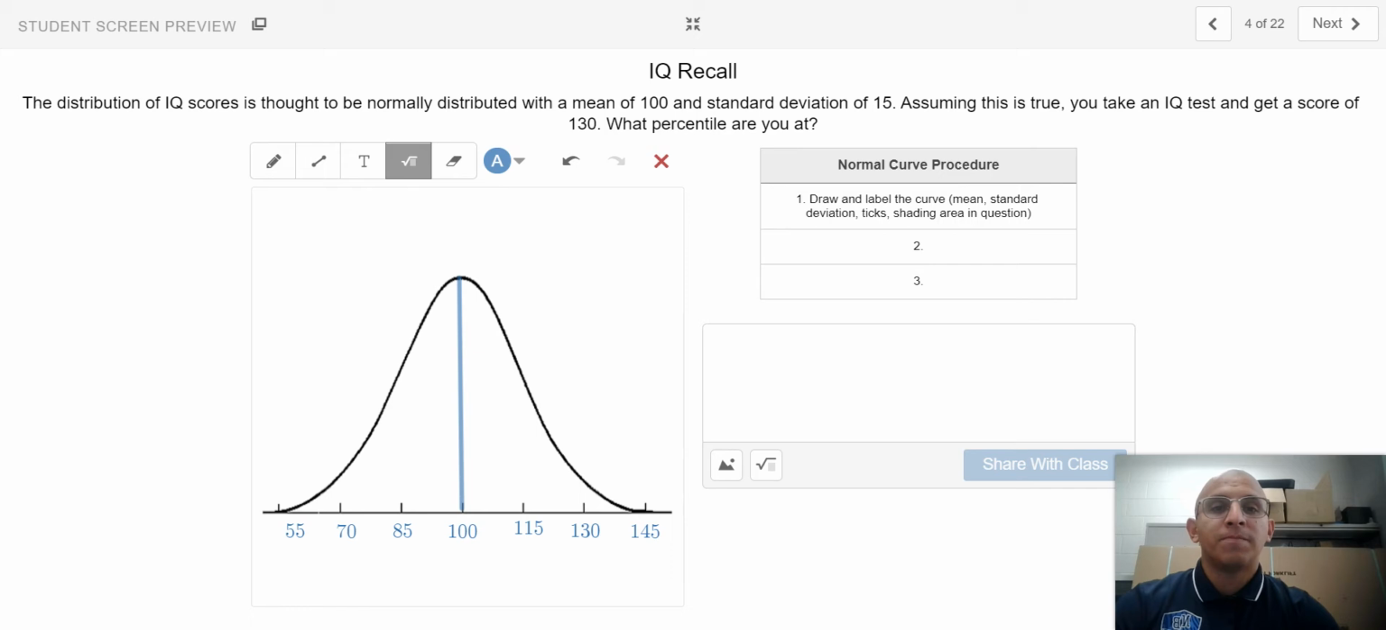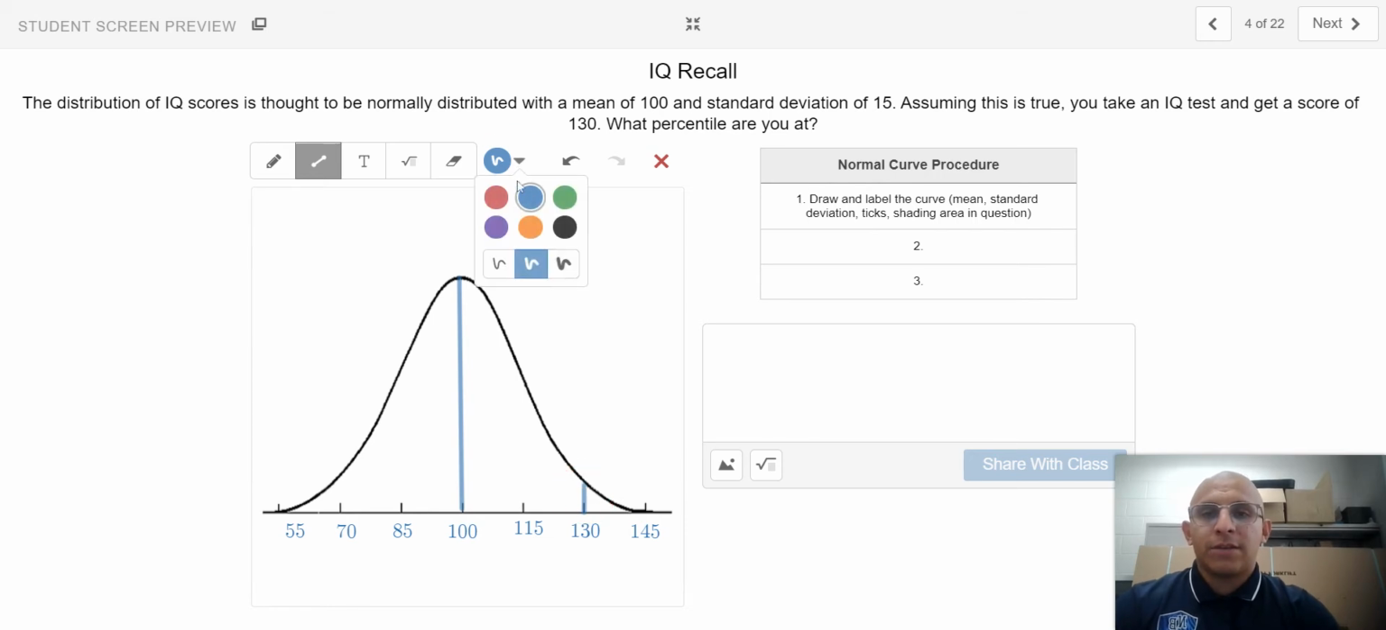Now, assuming that this is true, you take an IQ test and get a score of 130. What percentile am I at? So a score of 130 is going to place me here. And if I had a better sketch tool, I'm going to do, oops, I don't want to do that. In here.